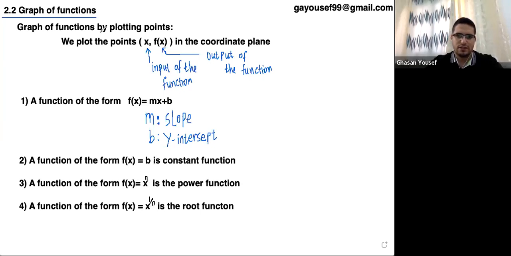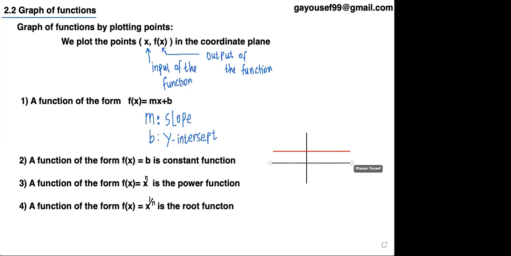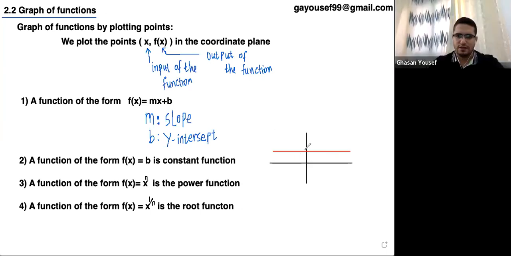Number 2 is a constant function, and it would look something like this. It depends on the value of b. So if my Cartesian plane looks like this, and suppose my b is a positive number, like 4, 5, 6, whatever, the graph would look like this, a horizontal line. My b here is a positive number greater than 0, so this is my b. The line crosses the y-axis at this value.